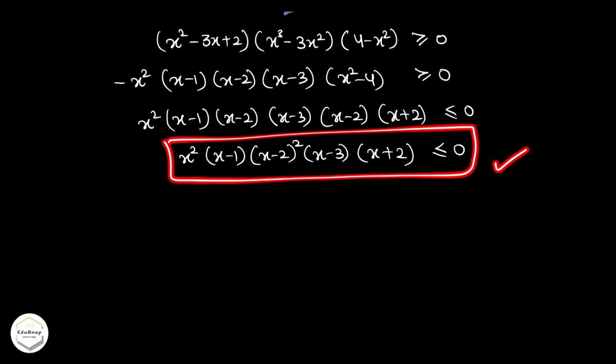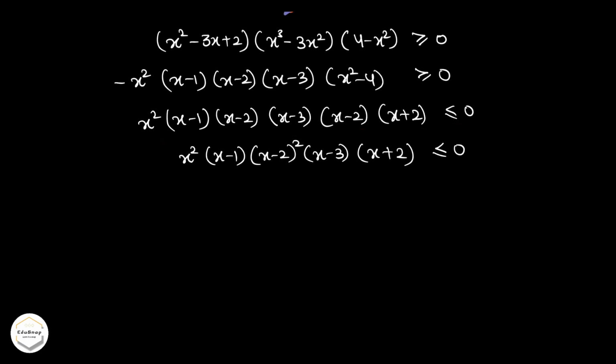Okay, let's simplify a little bit more. Now we have this one. You will be wondering, sir, how this greater than sign becomes a less than, because we multiplied with the negative sign. And in the previous video we discussed, if you multiply with a negative quantity, you will get a change in the sign of the inequality.